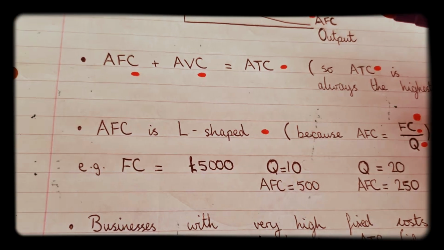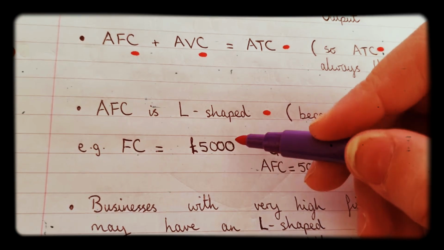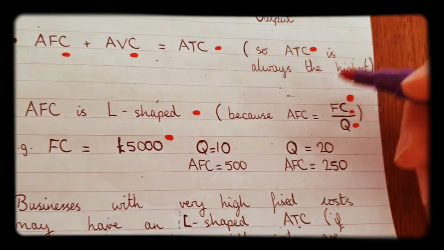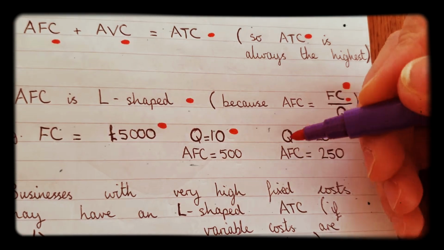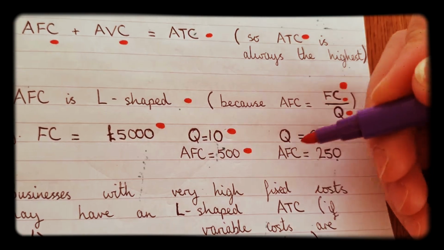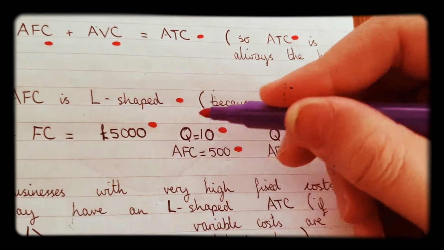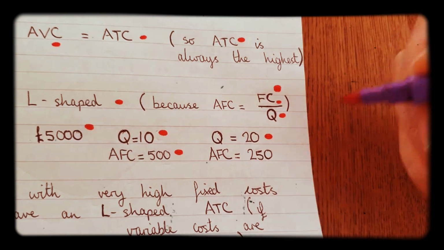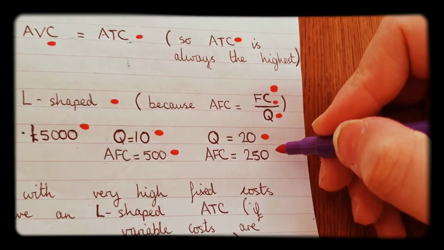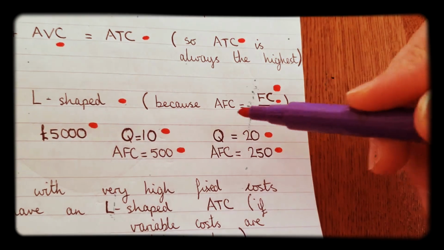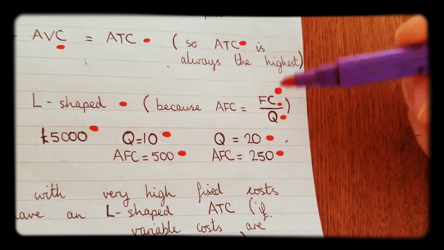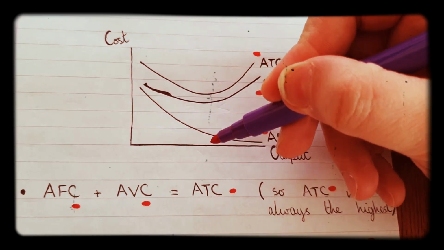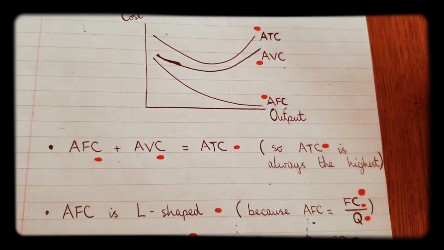So here's an example for you to see. Imagine our business has £5,000 a month fixed costs. If we produce 10 units, our average fixed cost will be 500, because 5,000 divided by 10 is 500. If we produce 20 units next month, our average fixed cost is 250, 5,000 divided by 20. So the more units you produce, the more it goes down, and that's what explains this curve here being an L shape.